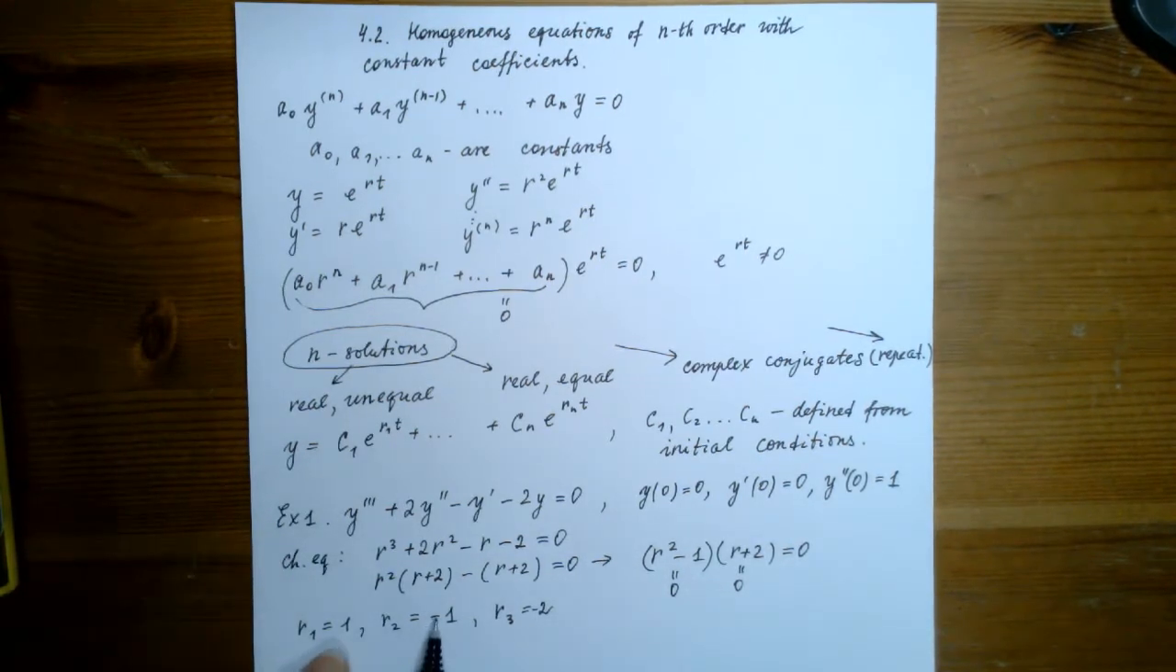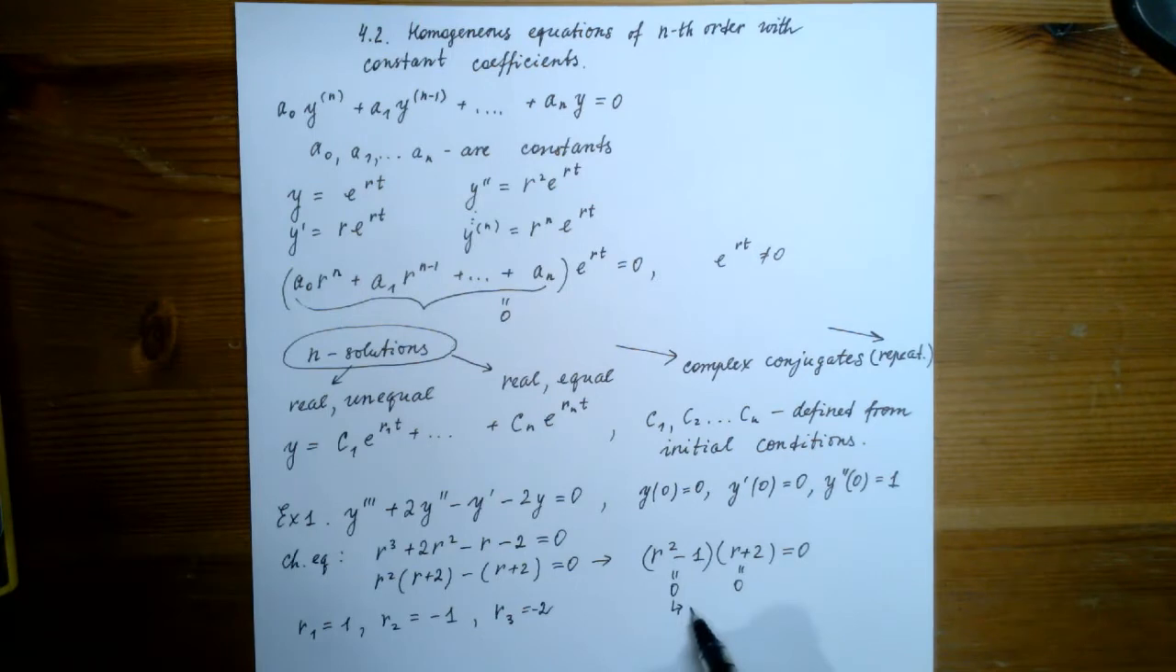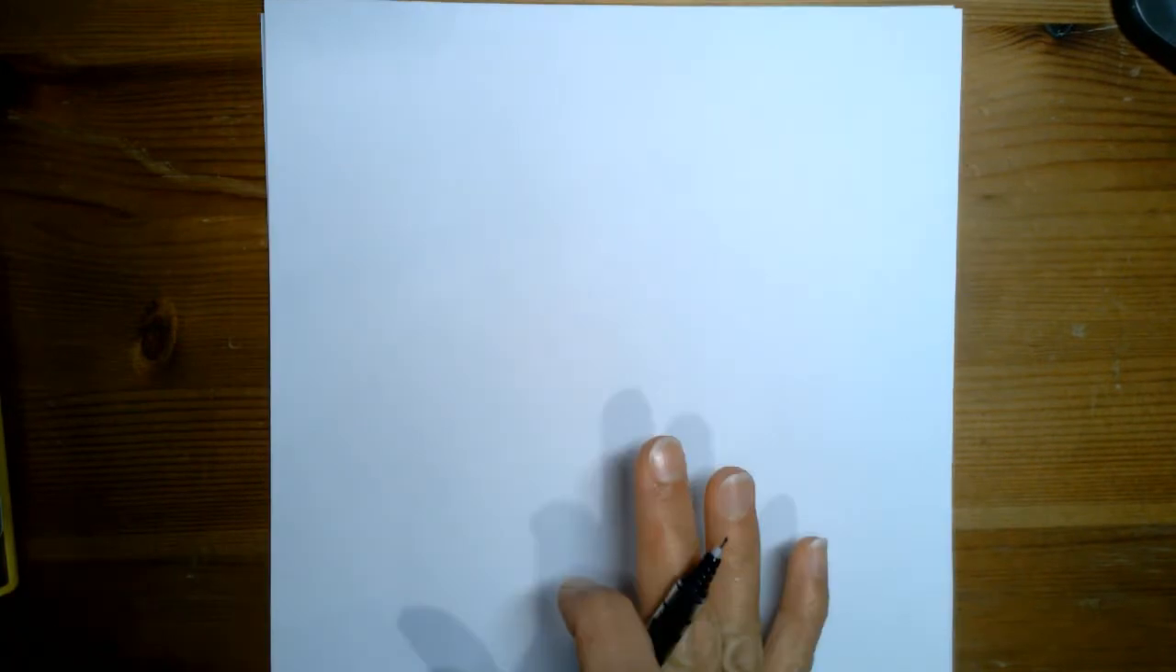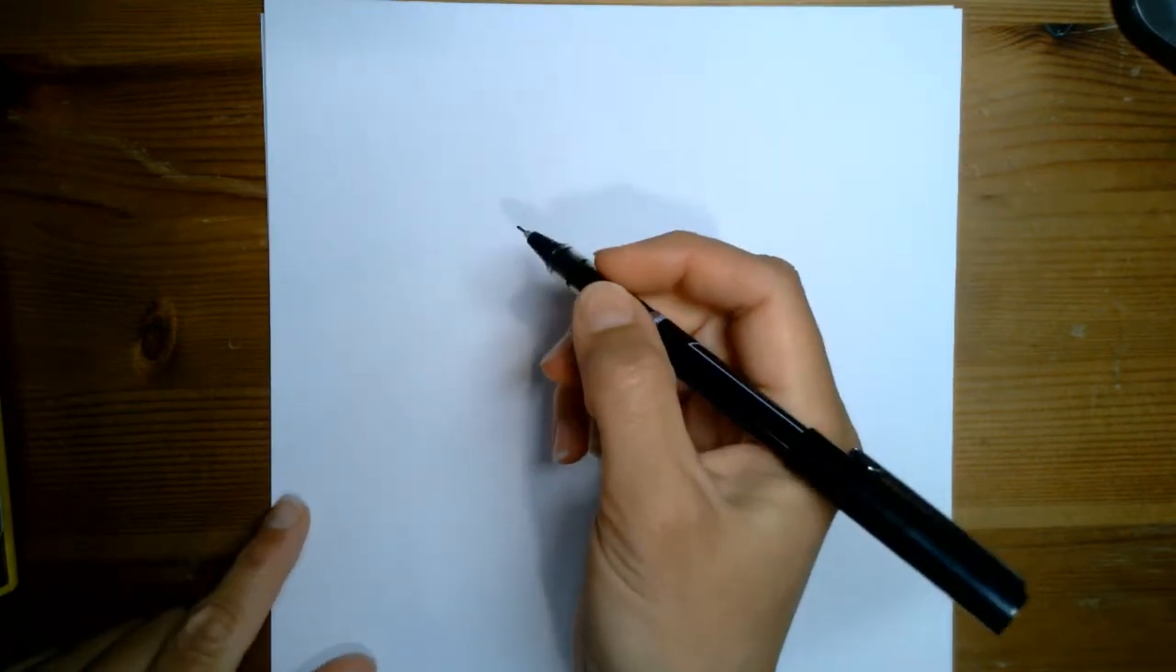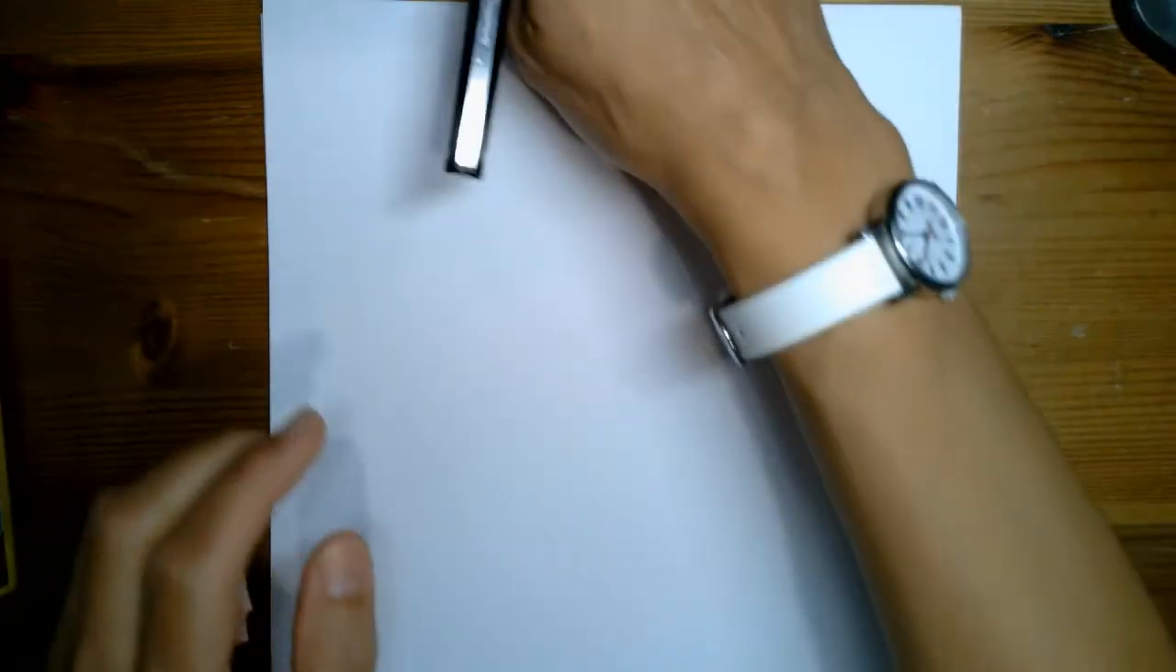Minus 2, right? These 2 solutions are solutions of the equation r squared minus 1. So r squared equals 1. Maybe I should write it out. r squared equals 1, from where r equals plus minus 1. Okay, now we are going to find the constants C1, C2, and C3.